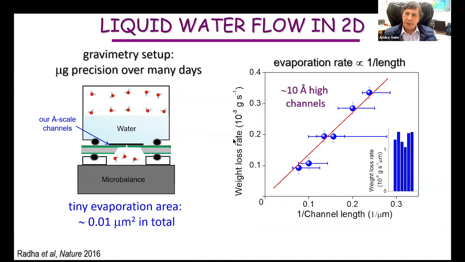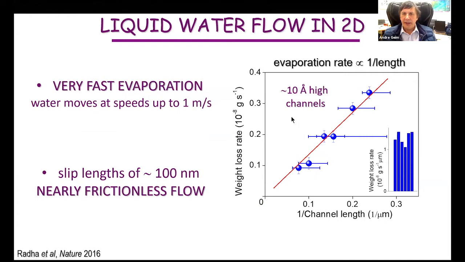It's the weight loss as a function of channel length. In this case we put spacers of three layers of graphene, 10 angstrom high channels, and everything worked fine. The main result out of all this research is a very fast water flow, up to 1 meter per second in those extremely narrow capillaries. It essentially tells us that water flows nearly frictionlessly through those capillaries, with effective slip lengths of more than submicron lengths. So it's an interesting frictionless model we have here to study.